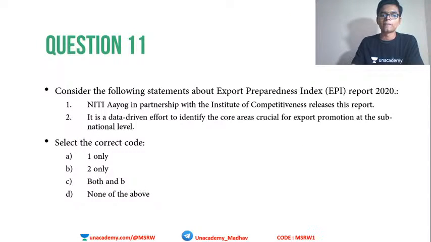Question 11. Consider the following statements about the Export Preparedness Index report. 1. Niti Aayog, in partnership with the Institute of Competitiveness, releases this report. 2. It is a data-driven effort to identify the core areas crucial for export promotion at the sub-national level. Select the correct code. Question number 11. Export Preparedness Index, EPI.